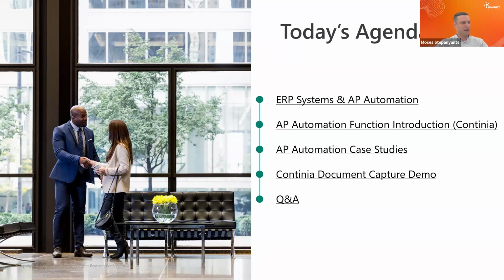Then I will dive into an AP automation case study, kind of talking briefly about a project that we worked on just to give you an idea of what to expect when an AP automation software is installed and implemented into your ERP system. And from there, I will do a demonstration of Continia and show you how it works to give you a better visualization to understand what exactly it is I'm presenting and talking about here today.